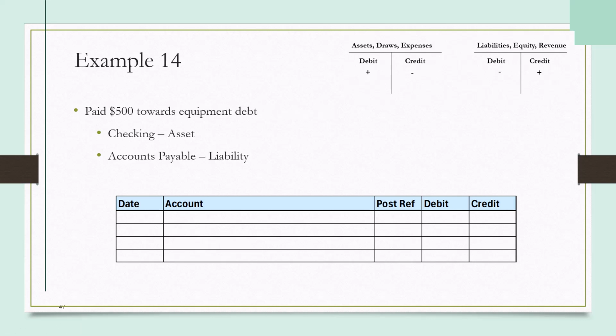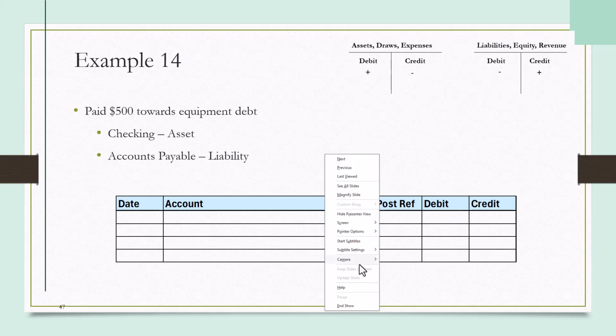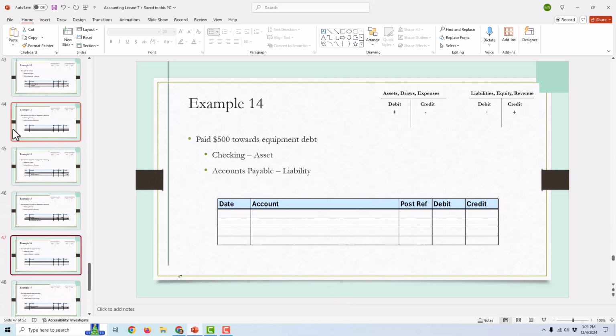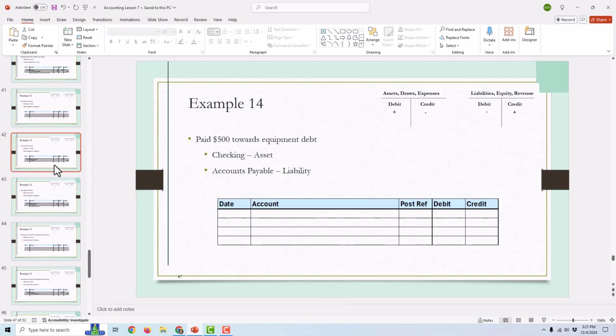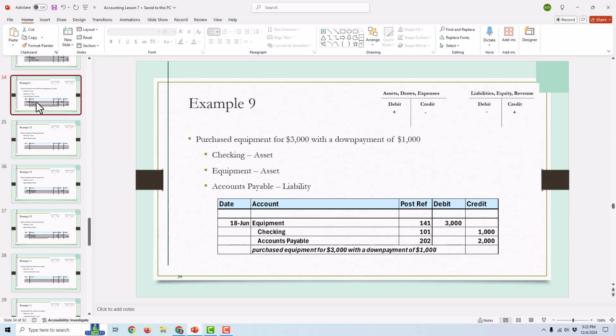In this example, they paid $500 towards the equipment debt. So this is going to affect the checking account and it's going to affect a liability account of accounts payable. Let's go back to that previous situation so we can look at the original entry. Okay, this is the entry that we're looking at here.